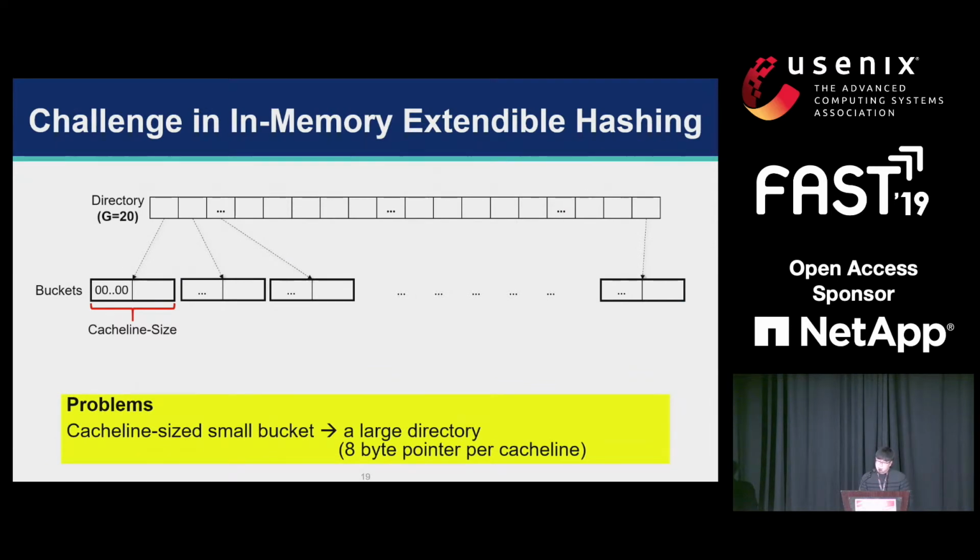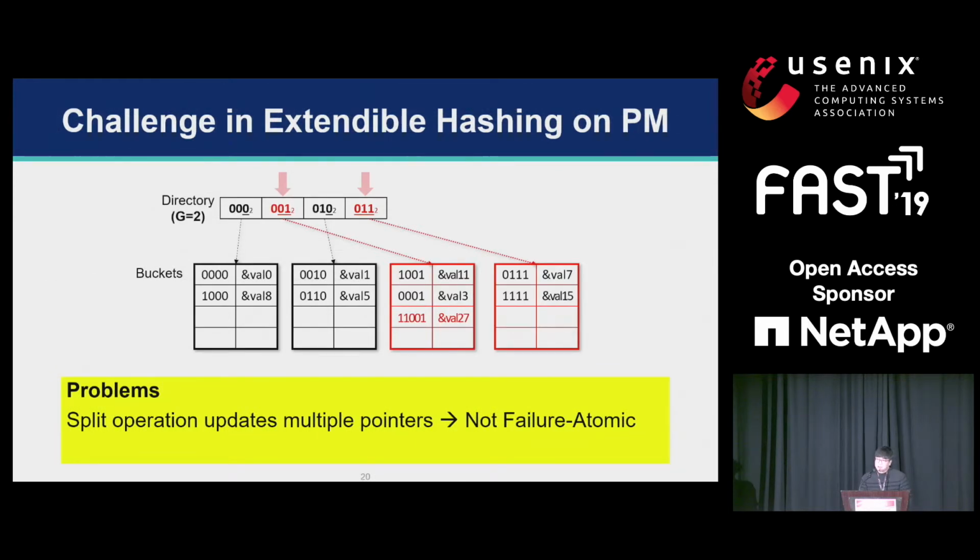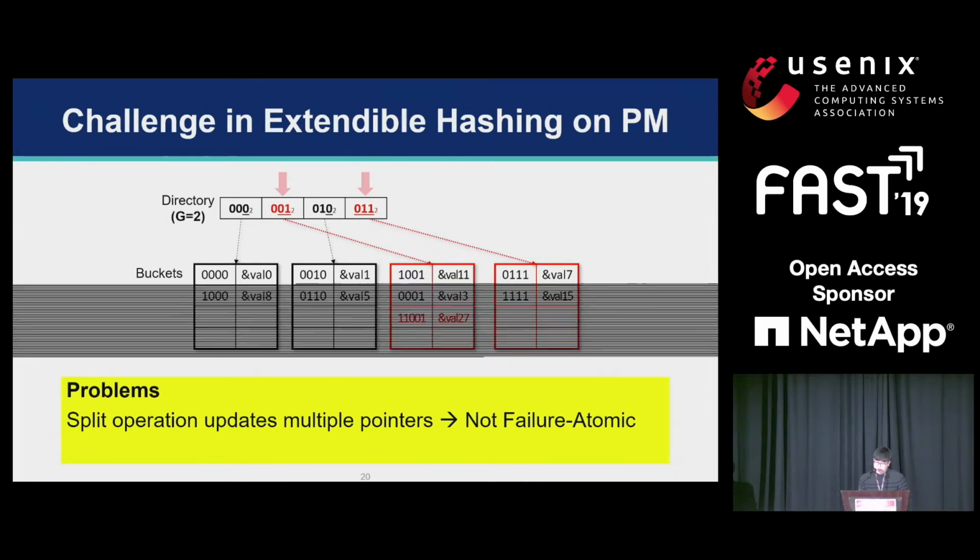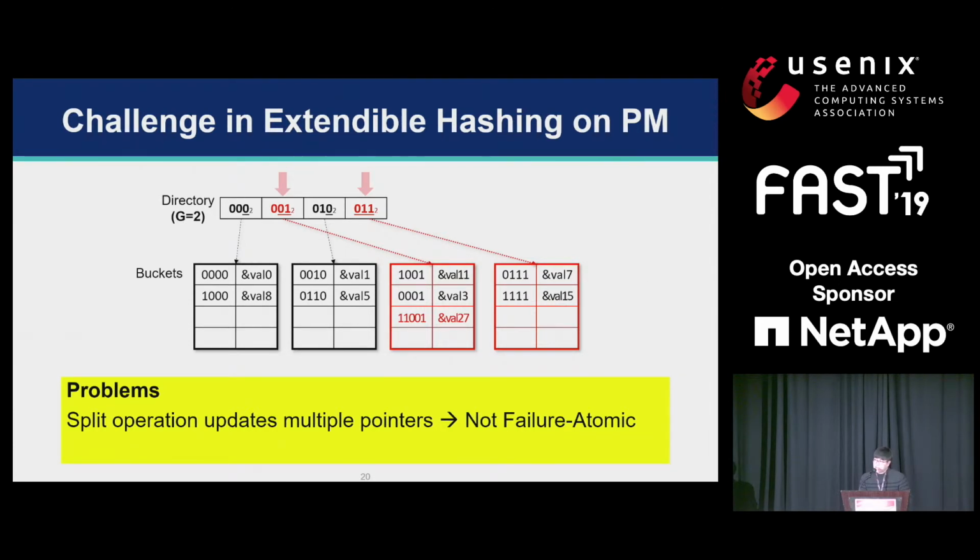On the contrary, if we use cache line-sized small buckets, the directory will become very large. That is, we need an 8-byte pointer for every 64-byte cache line. So the overhead of directory management will become comparable to the overhead of a full table rehashing. Another challenge we need to consider is that the bucket split operation is not failure atomic. A bucket split operation requires multiple pointer updates. Without logging, multiple pointers cannot be updated in a failure atomic manner.